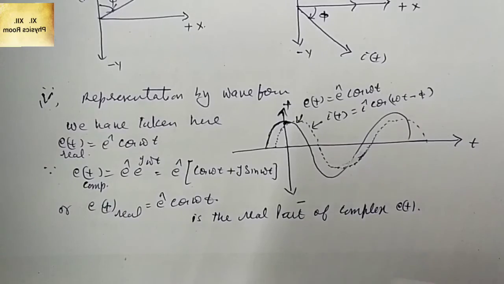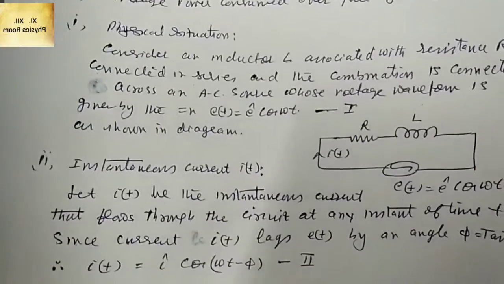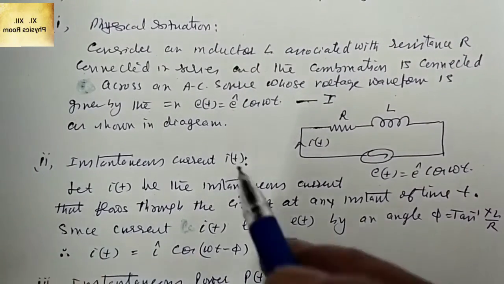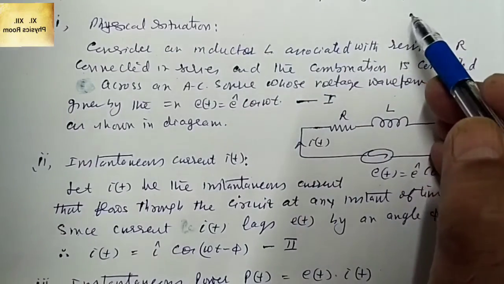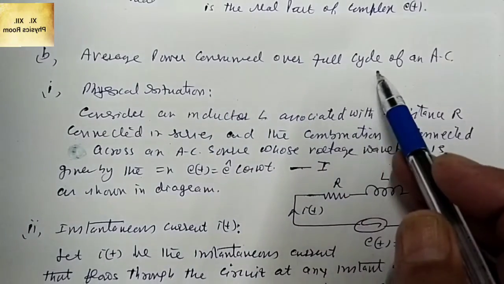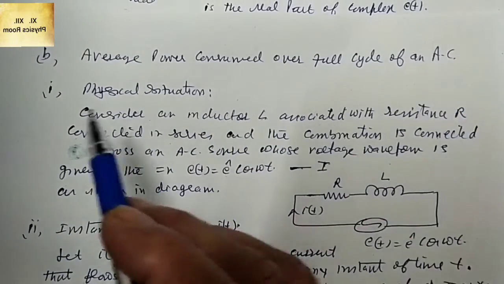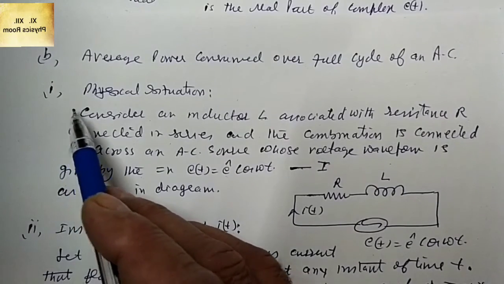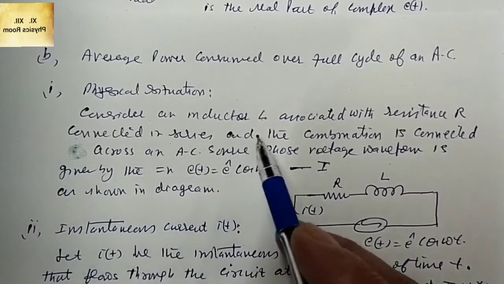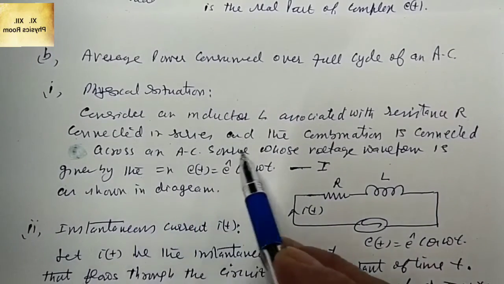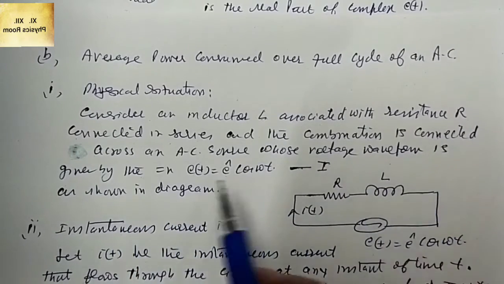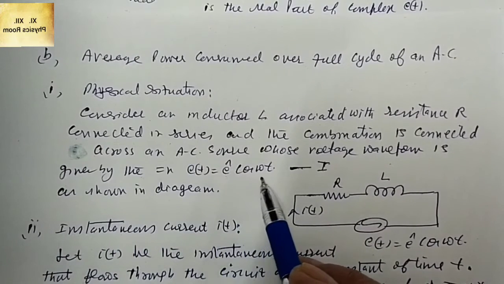Now we come to the B part, which is average power consumed over a full cycle of an AC. Out of the 5 steps, the first step is the physical situation. It is the same that we have developed earlier. Consider an inductor L associated with resistance R connected in series, and the combination is connected across an AC source whose voltage waveform is given by the equation ET is equal to E max cos omega t.